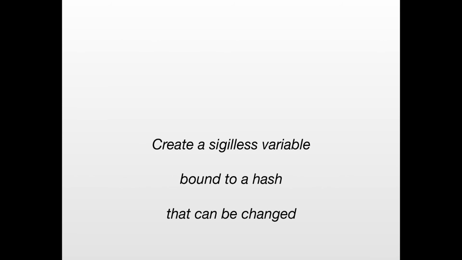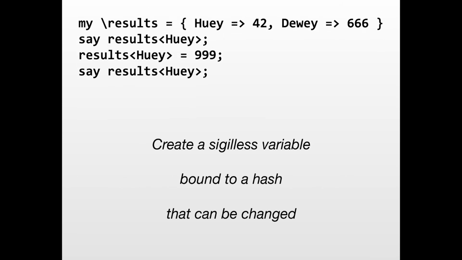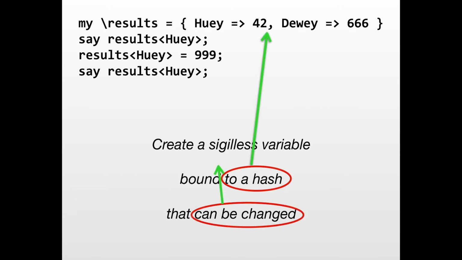So what if we want to create a sigilless variable bound to a hash that can be changed? It's the same thing, but you use the curlies to actually indicate that you want to have a hash. And of course you can change it, and you can index into it by string by using the pointy brackets, and you can index it by expression by using the curly brackets. How does that look? It looks like this.